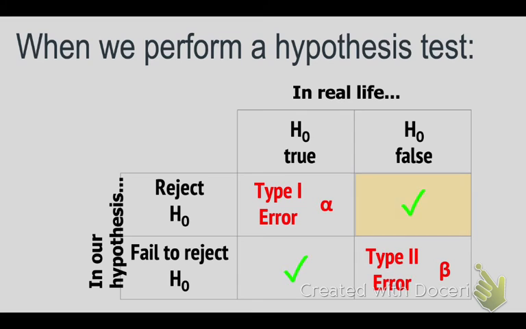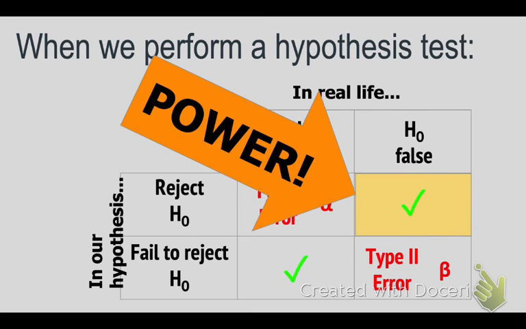So if we go back to this table, right there is our power. We reject the null hypothesis, and our null hypothesis was actually false. That's ultimately what we want to do, right? Because down here, if we fail to reject our null hypothesis, we're not quite saying that it's true. But if we reject it and our null hypothesis is false, that's our power.